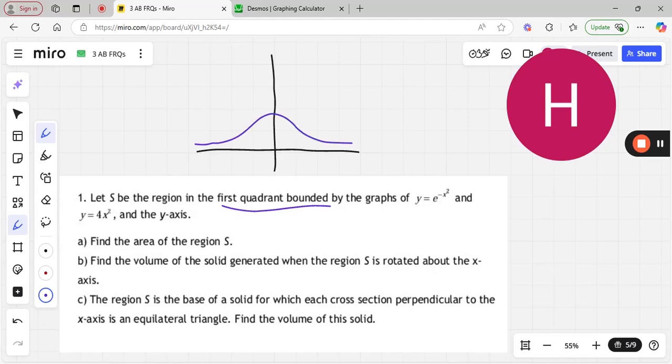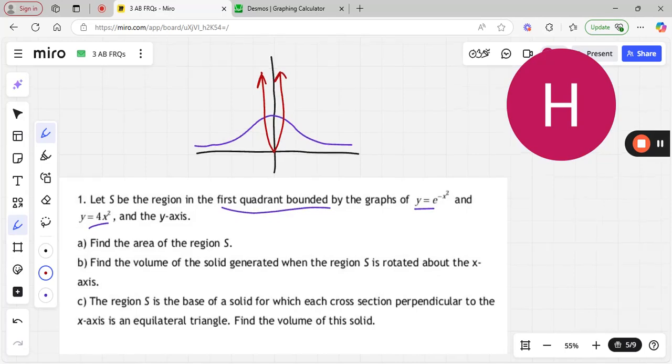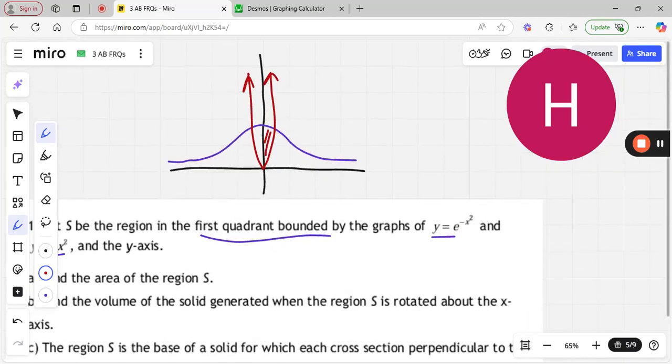and its highest point, of course, is at x equals 0, y equals 1, and then we have this other function, which is the quadratic, 4x squared, so it's actually very steep. Yeah, it's a very steep graph. So in the first quadrant, that's only going to be this portion right here.